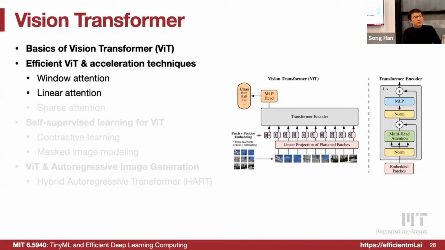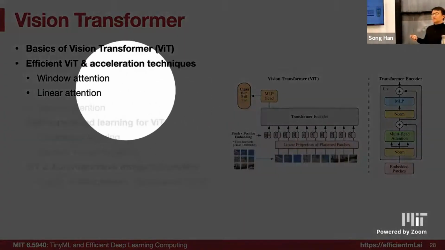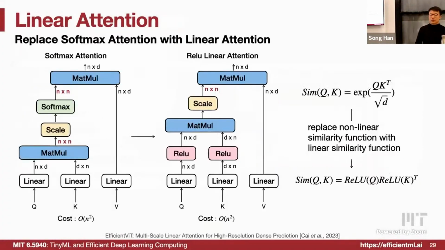Since the attention mechanism has O(n) square complexity, a natural optimization is: can we simplify that to linear complexity? So that debuts linear attention. Let's switch gears to linear attention.